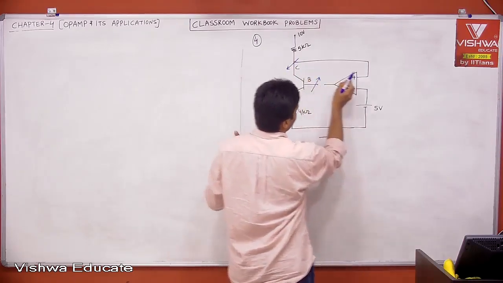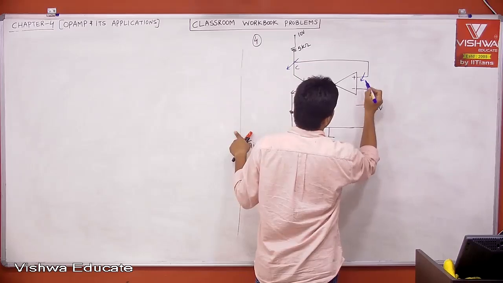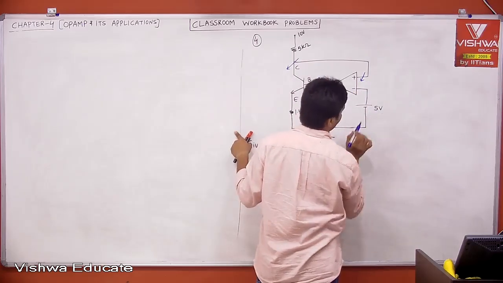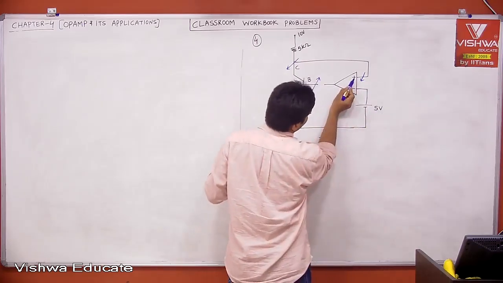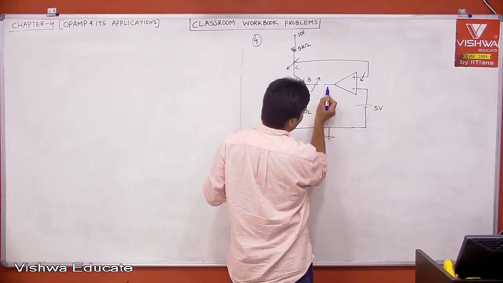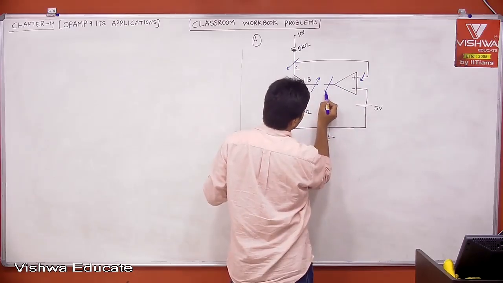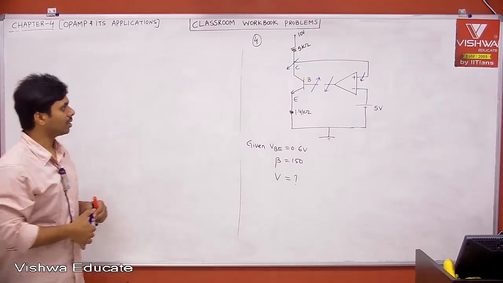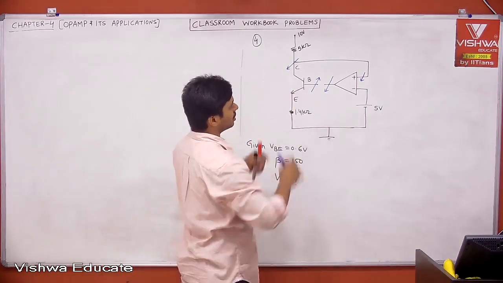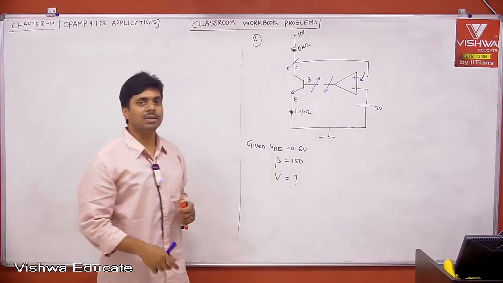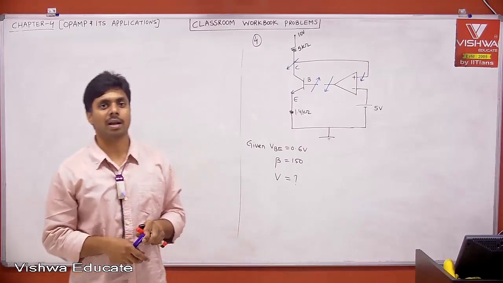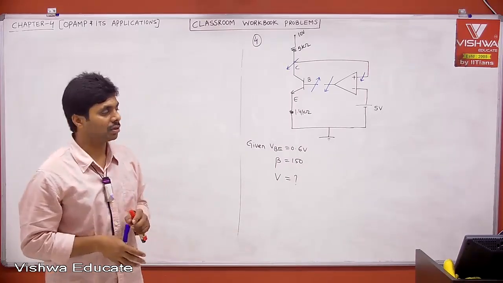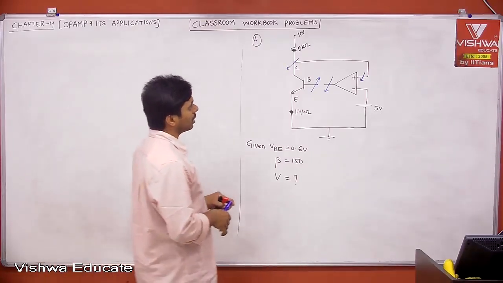Voltage at this node is decreasing, so the voltage at plus is decreasing. What is the voltage at minus? 5 volts, which is constant. When the voltage at plus is decreasing, what is the output? Your output also will decrease. Therefore, is it in the opposite sign? Yes, because it is in the opposite sign, this is negative feedback. I hope everyone understood. Therefore, this is in negative feedback.